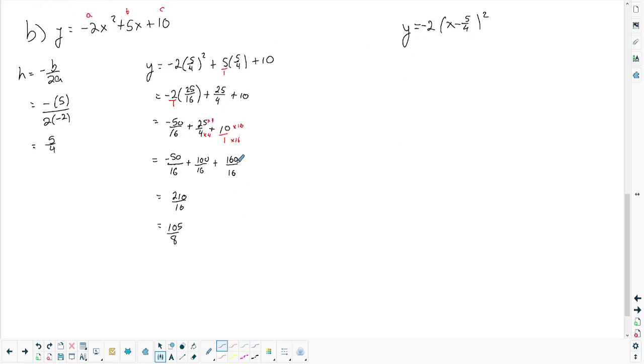So at the end of all of that, this, remember, is your y value, but it's really your k value, because h and k occur at the same time. That's the x value of the vertex. This is the y value of the vertex. So once you plug in your h or your x, you can find your k. So we have a plus 105 over 8 on the end.